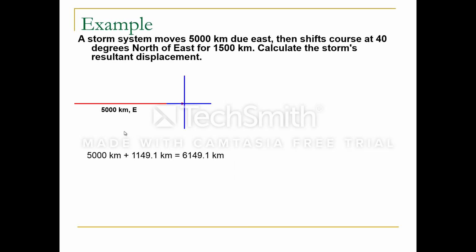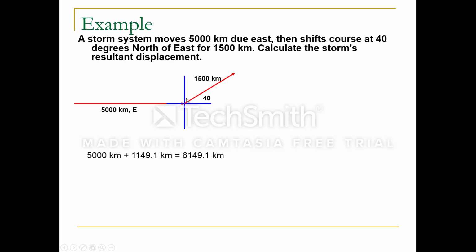Okay, so here's another example that we have. A storm system moves 5,000 kilometers due east, then shifts course at 40 degrees north of east for 1,500 kilometers. Calculate the storm's resultant displacement. So again, draw your picture. You don't have to draw the X and Y axis like I did on mine. It's just to help you figure out where 40 degrees would be a little bit better. It's helpful sometimes, especially if there's a third vector that you're adding on there, but it's totally up to you.